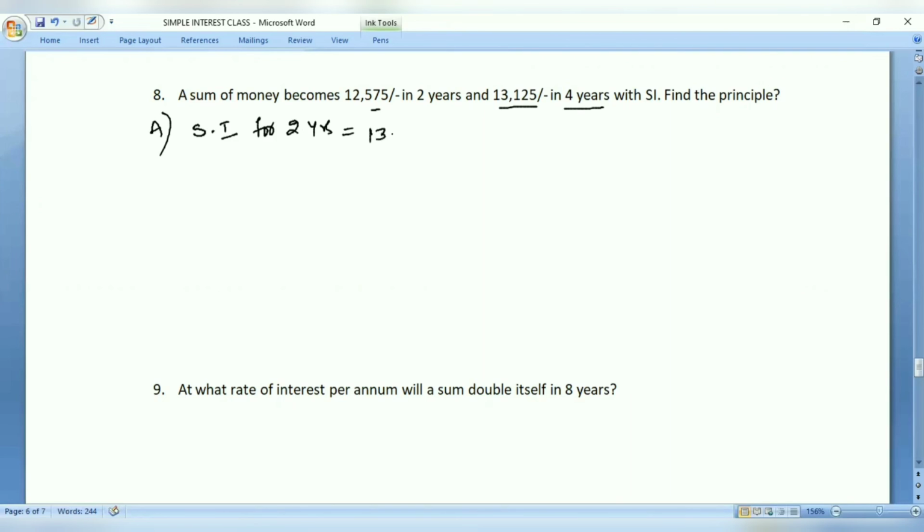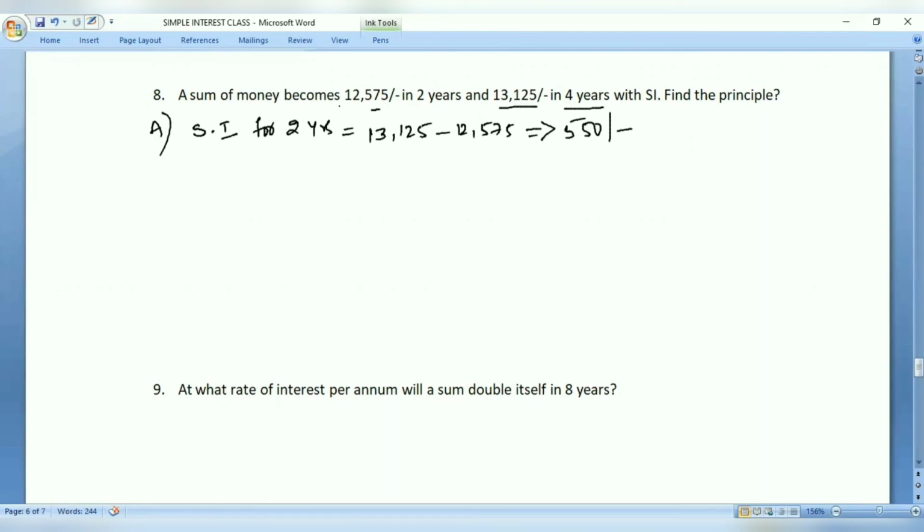So 13,125 minus 12,575. What is the difference amount? So this becomes 25 minus 75, 600, 550. The value becomes 550 rupees. So 550 rupees is the simple interest for 2 years.